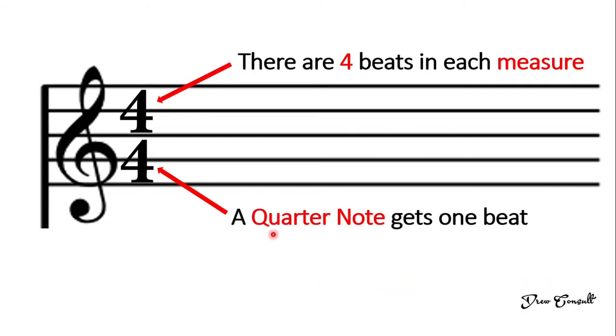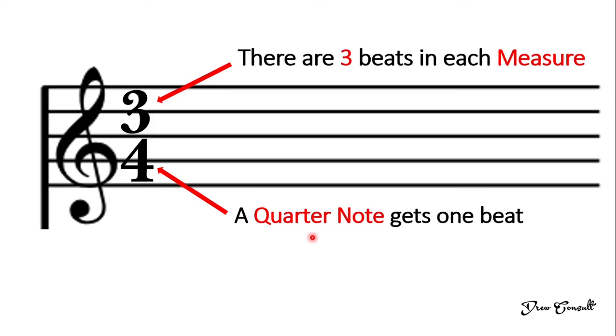So each beat here, 1, 2, 3, 4, 1, 2, 3, 4. Each beat gets a quarter note, or a quarter note gets 1 beat. It's the same thing. Great. We have 3 on 4.